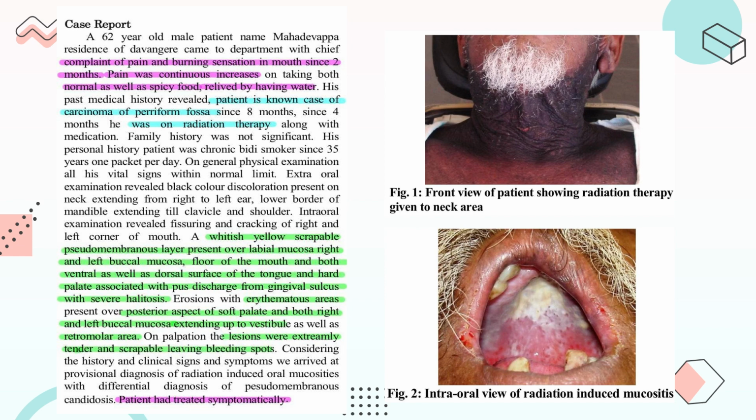Erosions with erythematous areas were present over the posterior aspect of the soft palate and both right and left buccal mucosa, extending up to the vestibule as well as the retromolar area. On palpation, the lesions were extremely tender and scrapable, leaving bleeding spots. So, with the history, clinical signs, and symptoms provided, the provisional diagnosis for this case is radiation-induced oral mucositis with a differential diagnosis of pseudomembranous candidosis. The patient was treated symptomatically.